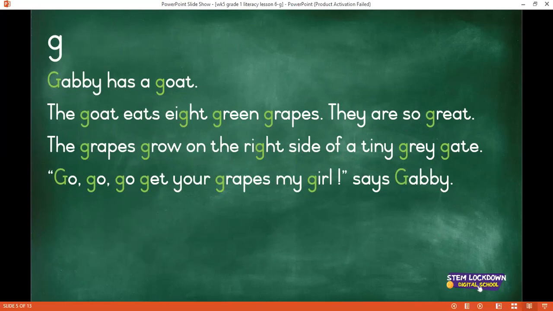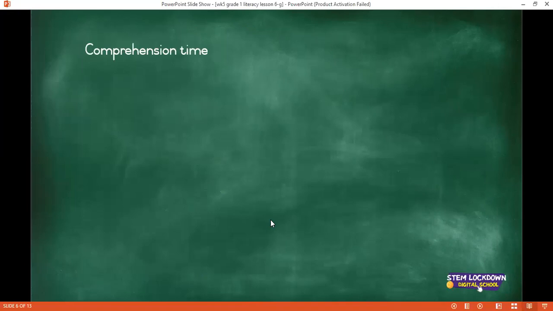Now you can count all the G sounds that you see on the screen and it appears in green. Count all the G that you see on your screen. Yes, let's count that together. 1, 2, 3, 4, 5, 6, 7, 8, 9, 10, 11, 12, 13, 14, 15, 16, 17, 18, 19. 19, very good.